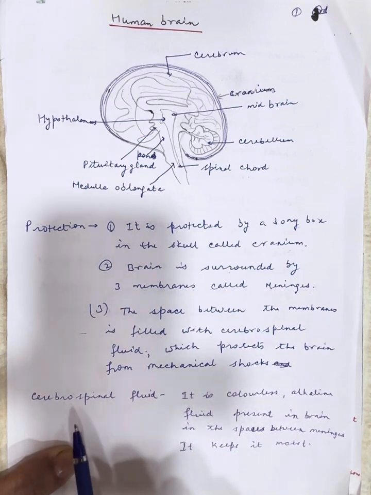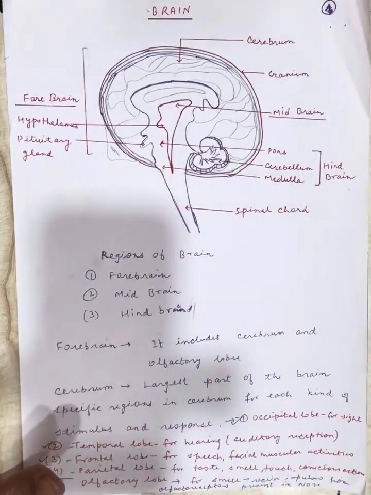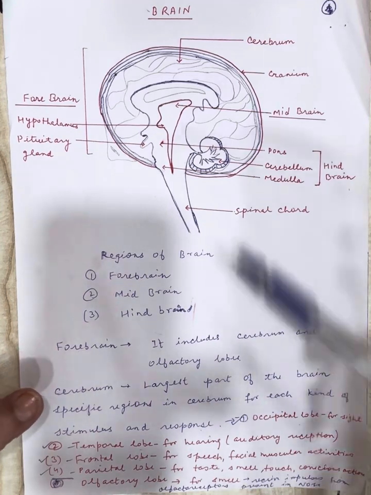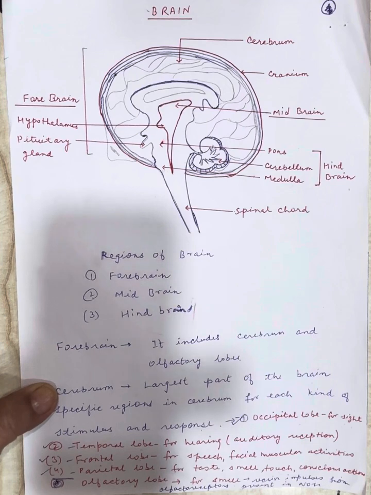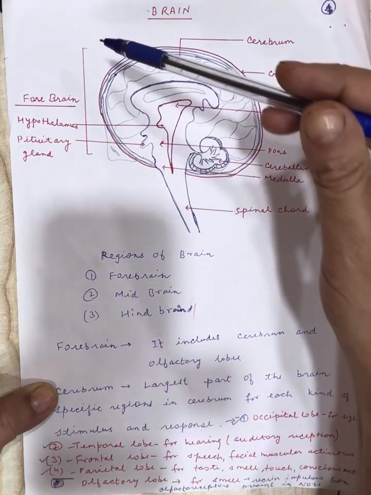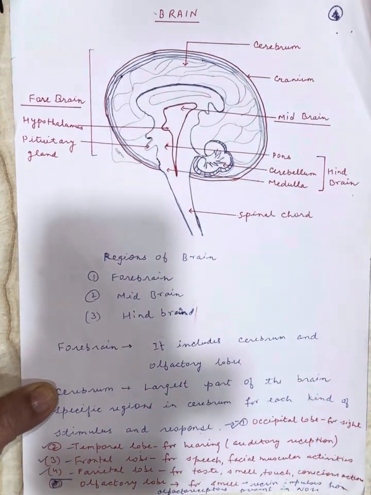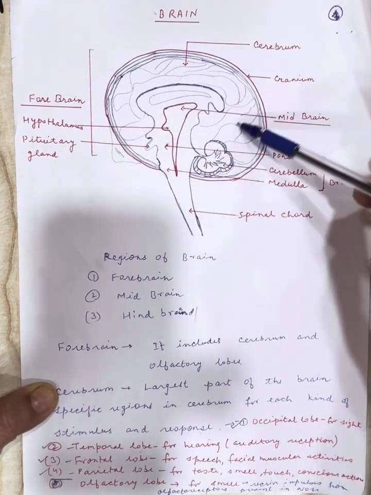So what is the cerebrospinal fluid? It is a colorless alkaline fluid present in the brain and spaces between the meninges. Okay, so this way now we have to see what are all the parts of the brain. So the brain is broadly divided into three regions, and these regions are forebrain, midbrain and hindbrain. Here you see the forebrain, and it mainly consists of cerebrum. This whole part is cerebrum.